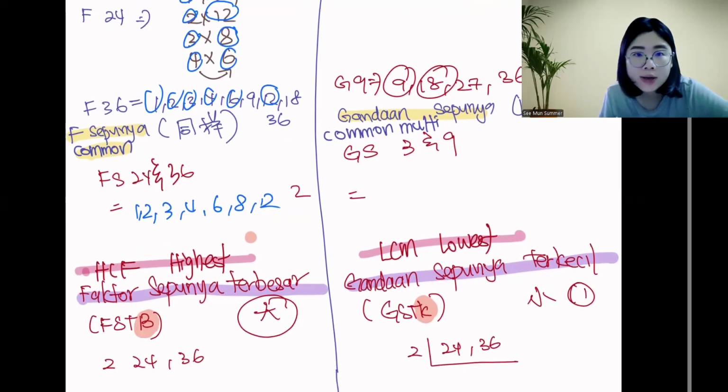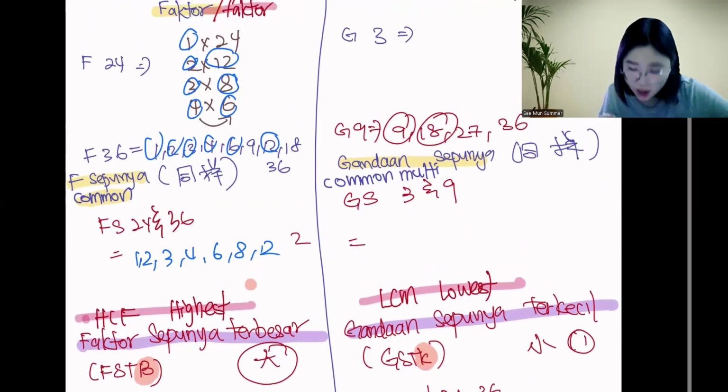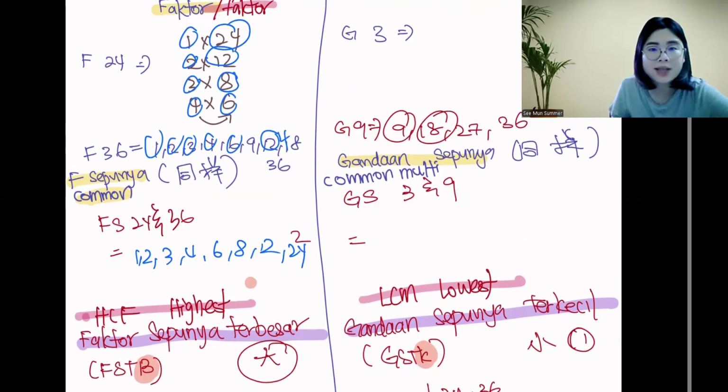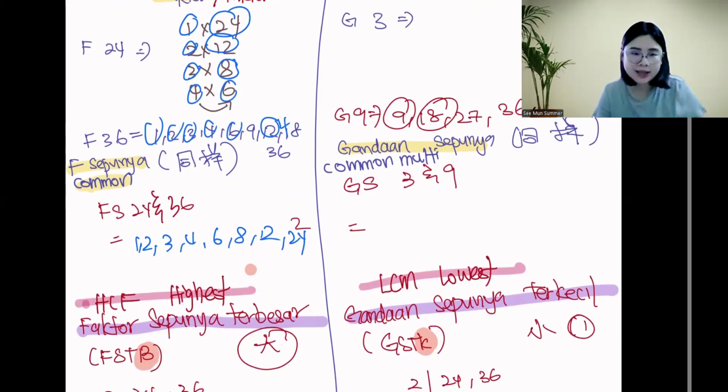You're right. 24 also? Yeah, I think 24. Yes. I missed 24 here. So 24 also. Okay, so these are the common factors. And then next.